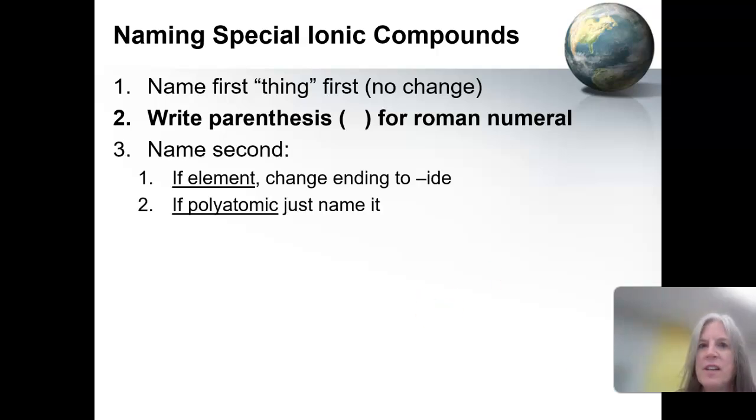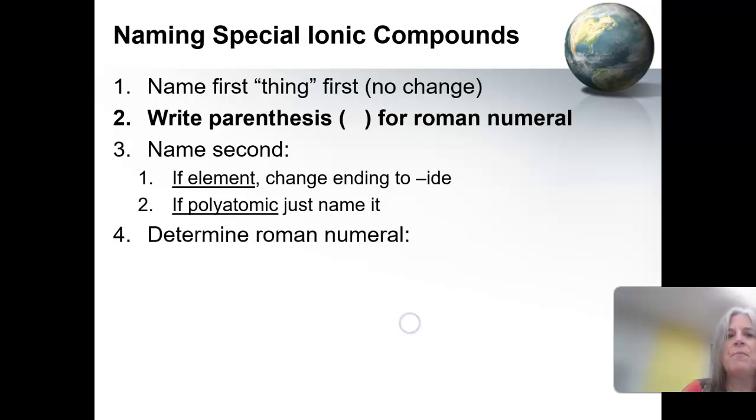Rule number 3, just like ionic nomenclature, name the second thing. If it's an element, change the ending to IDE. But if it's a polyatomic ion, just flip to the back of your periodic table and write down the name of that. So name the first thing, put in parentheses, name the second thing. If it's an element, change the ending to IDE. Just like we do with ionic nomenclature, only difference here is we're going to put those parentheses in.